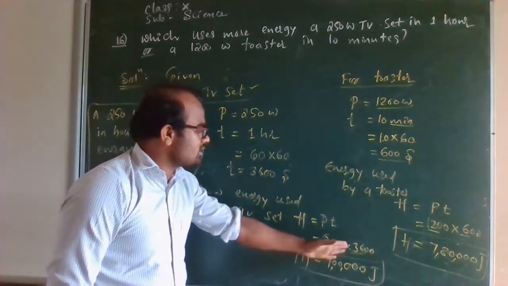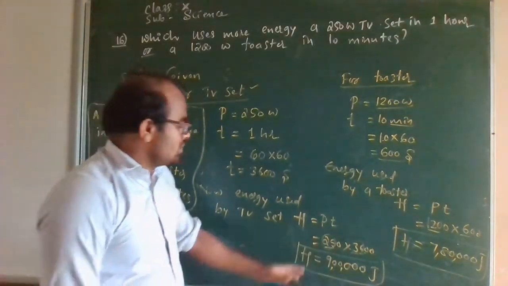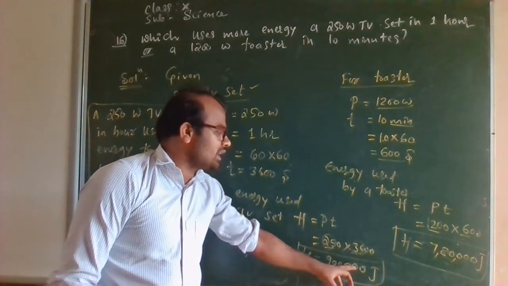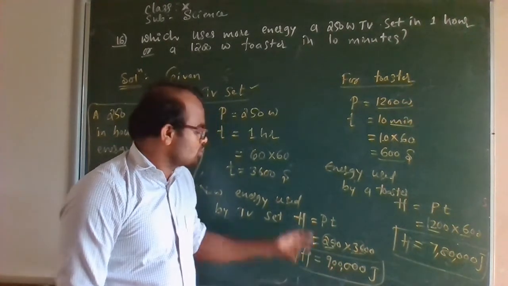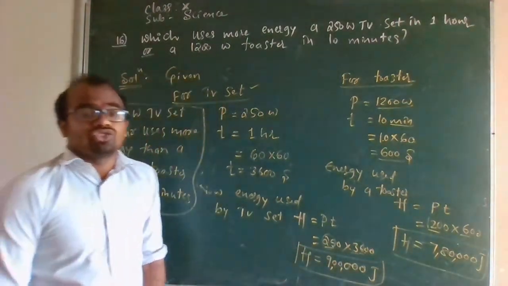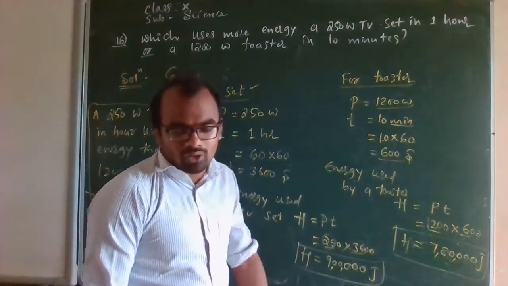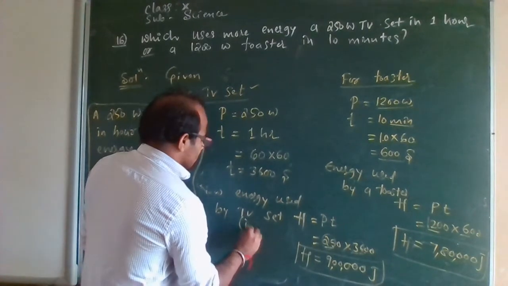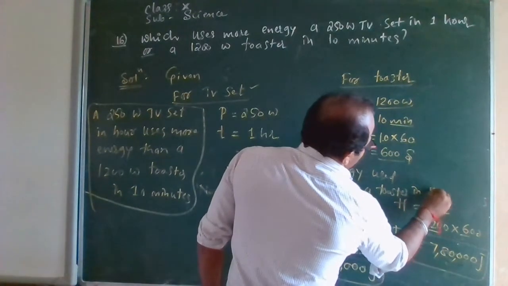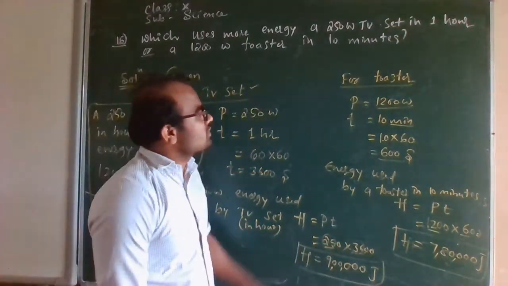So 3600 seconds, that means 250 into 3600, which gives us 9 lakh. So total heat energy used by TV set in 1 hour is 9 lakh joules. Okay, you can write it here: energy used by TV set in 1 hour, in brackets. Then you can write it as in 10 minutes.